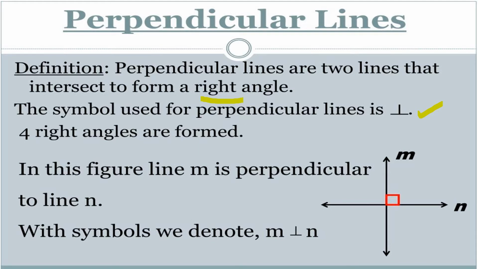In this figure, line M is perpendicular to line N. So with the symbol, we denote the perpendicular lines: M perpendicular to N.